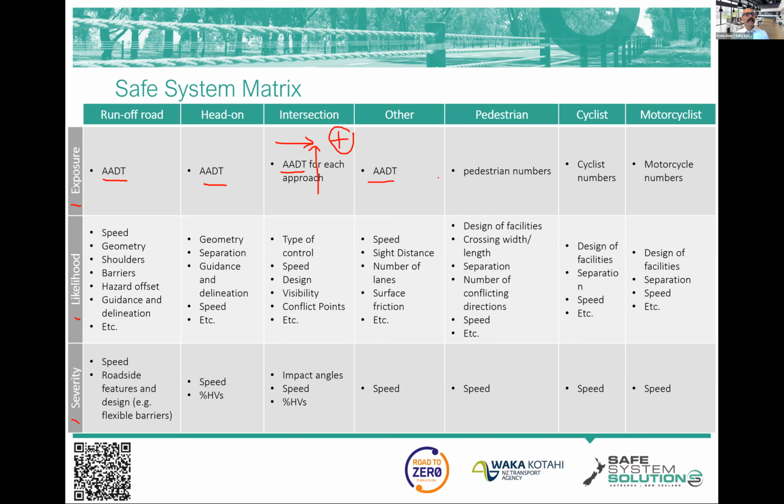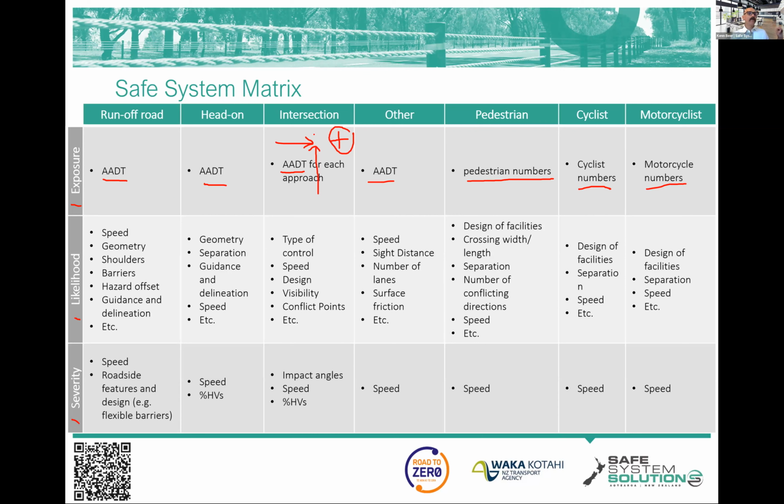Other, we'll say AADT if we're thinking about crashes involving vehicles, such as sideswipe crashes, crashes with animals, maybe crashes at level crossings, rail level crossings or the like. But it could be other things in there. If you were thinking about pedestrians, e-scooters, or other particular road users. But pedestrians are the number of pedestrians crossing or walking through the area. The number of cyclists is for cyclists, and the number of motorcyclists going through the area.